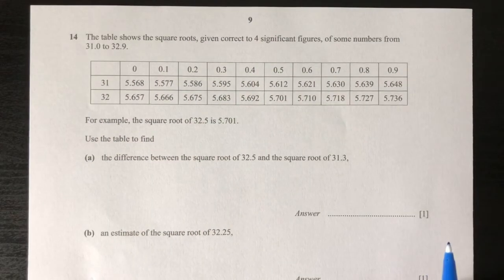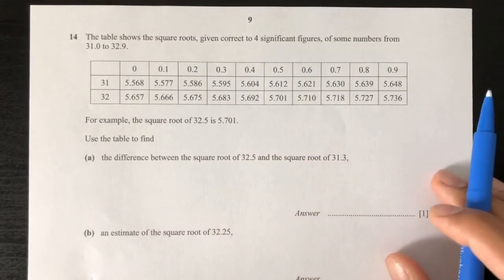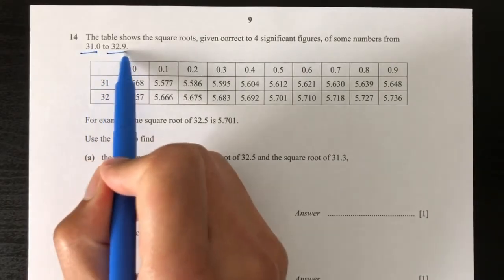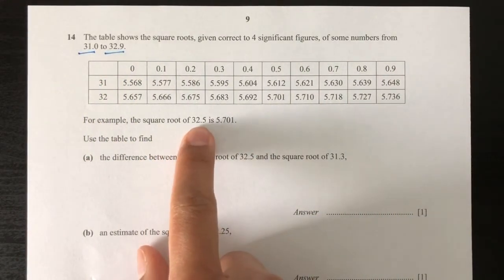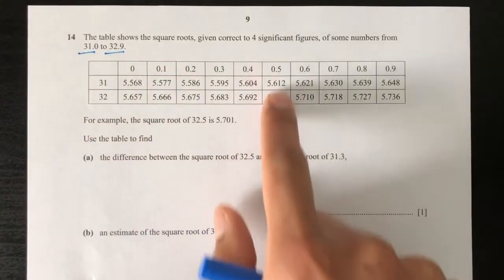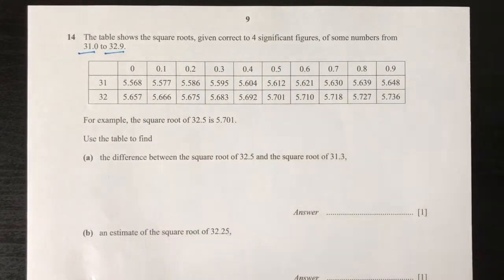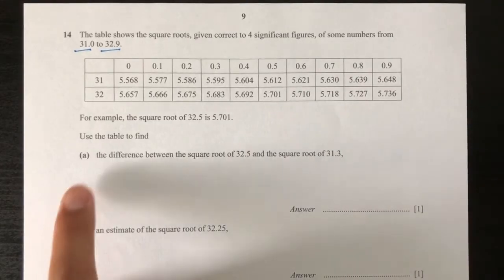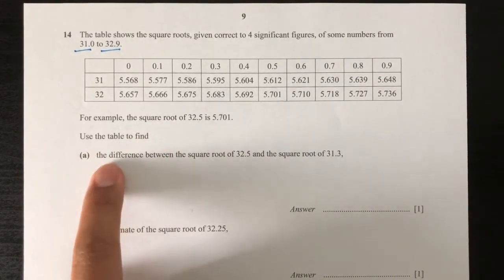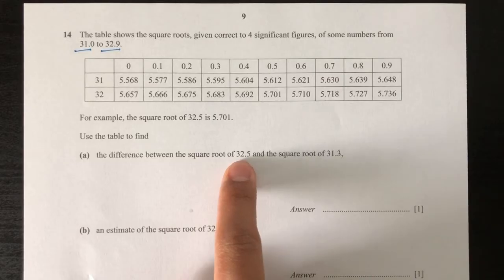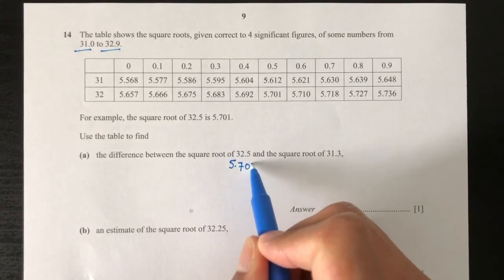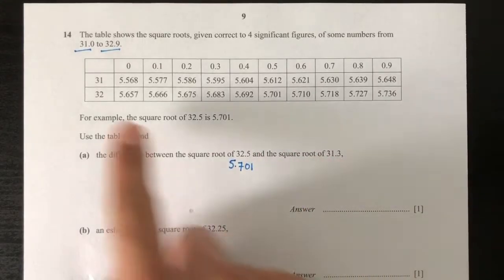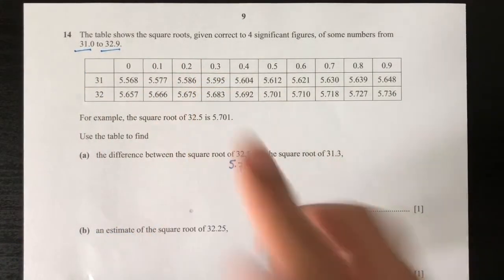So let's move on to question number 14. The table shows the square roots, given to 4SF, of some numbers from 31 to 32.9. For example, the square root of 32.5 is 5.701. That's how you read the table. Now, part A, use the table to find the difference between the square root of 32.5, which is given to you here, and the square root of 31.3.